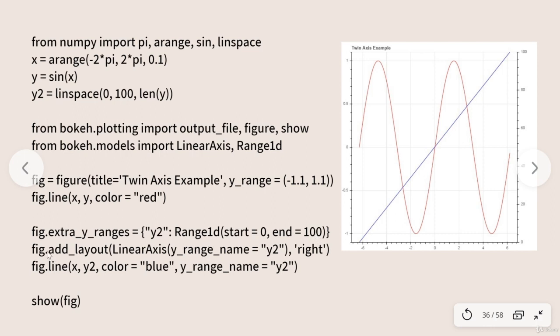And then we want to have fig dot layout methodology. This is what I want to use. So I'm adding an additional y-axis with the range name y2 and right hand side. And then finally the fig dot line. That's the plot that I want to produce, which is between x and y2 with a blue color. And then finally the show fig. Once you do that, this is what you will get as your output.